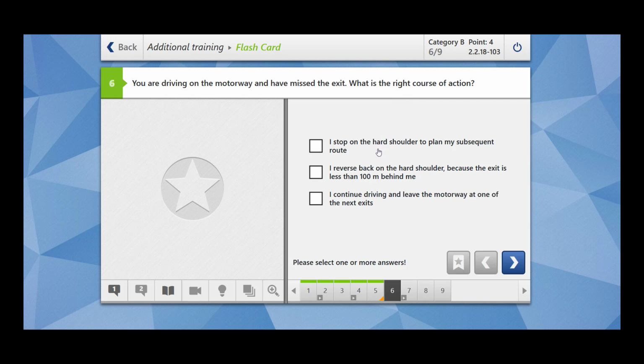I stop on the hard shoulder to plan my subsequent route. This is wrong because it's not allowed to stop on the autobahn. I reverse back on the hard shoulder because the exit is less than 100 meters behind me. It's also wrong because reversing, stopping, parking is not allowed on the autobahn.